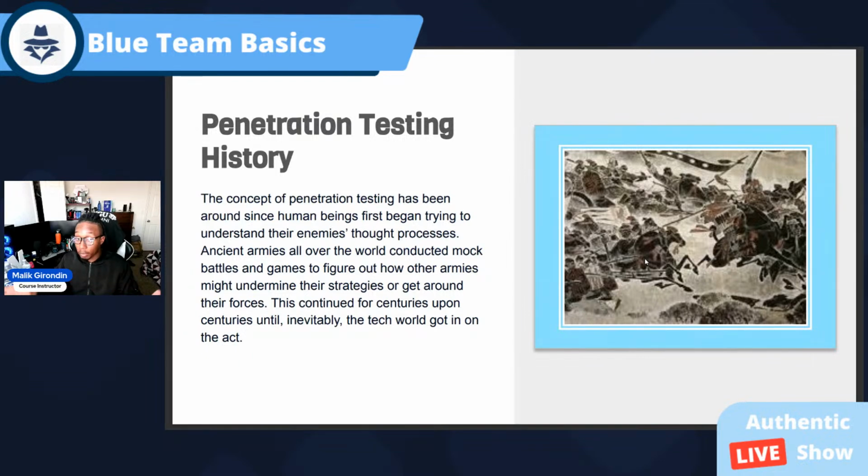Guys, they use that in the military. What is it, boot camp? All right. Mock drills preparing you for the actual battles. Let's read on. This continued for centuries upon centuries until inevitably the tech world got in on the act. Yep.